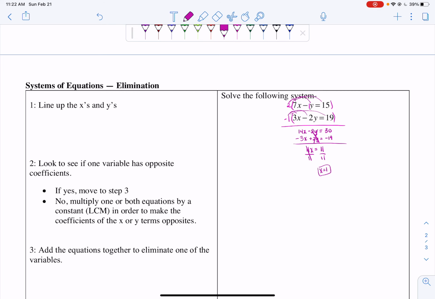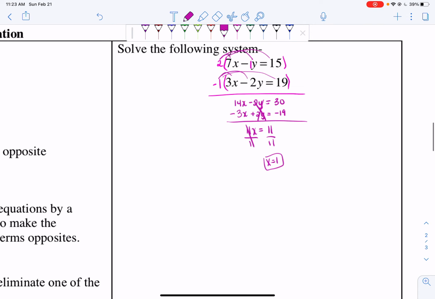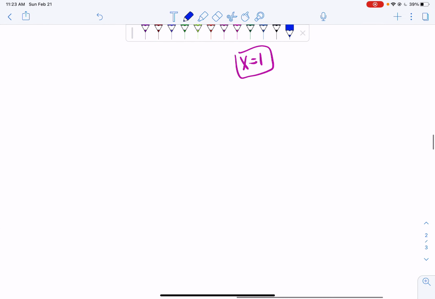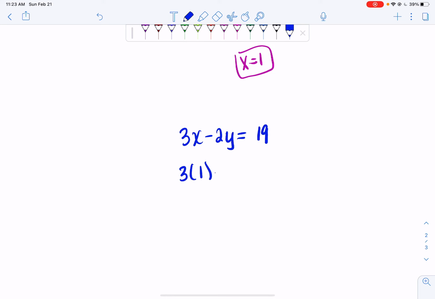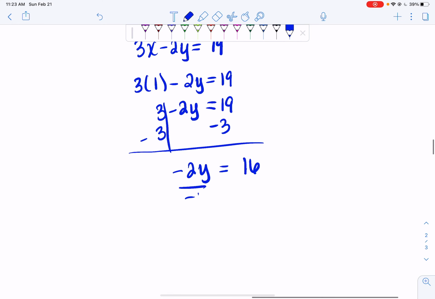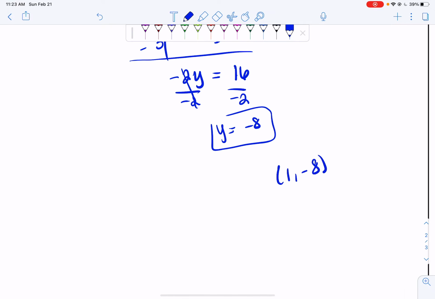Now, I know x is 1. Solved for it. Now I gotta substitute that value I found into one of the original equations and solve for my other variable. I'm gonna choose my second equation. So I have 3x minus 2y equals 19. So everywhere I see an x, I'm gonna substitute a 1. 3 times 1 is 3. Got to get rid of that 3, so I'm going to subtract 3 from both sides of my equation. And then divide both sides by negative 2. And get y equals negative 8 as my final answer. My final answer for this question is 1, negative 8.